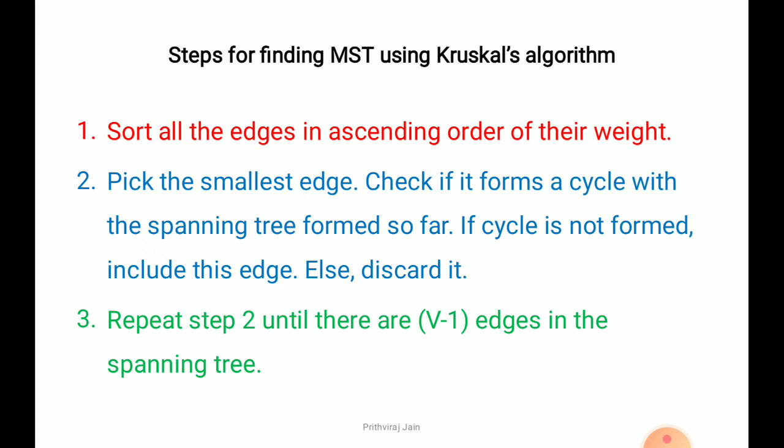Let us see the different steps to be followed to perform this algorithm. First step is we have to sort all the edges in ascending order based on their weight. After sorting, we have to pick the smallest edge, and while picking, we have to make sure that it does not form any cycle in the spanning tree. If it forms a cycle, then we neglect that edge, otherwise we include it. The third step is to repeat step two until there are v minus 1 edges in the spanning tree.